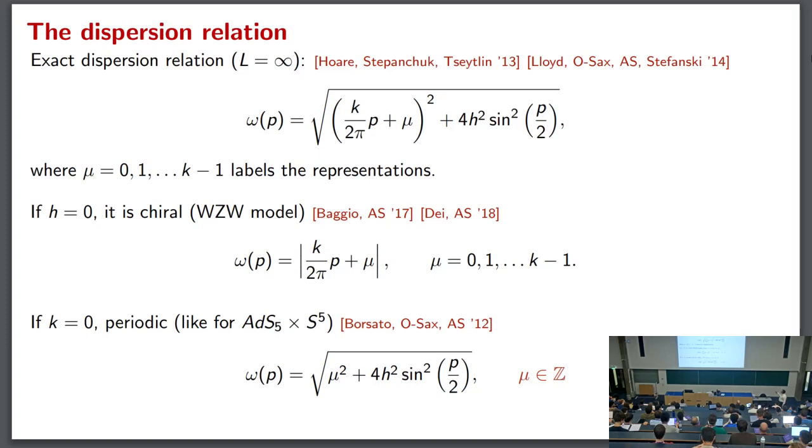If instead you go to the opposite setup, the D1-D5 system, so you kill this K and you keep the H, you get this lattice-like dispersion relation, and this mu can take any values.